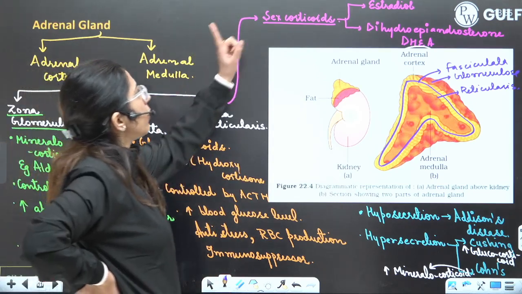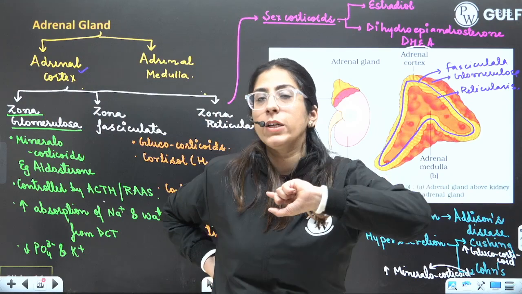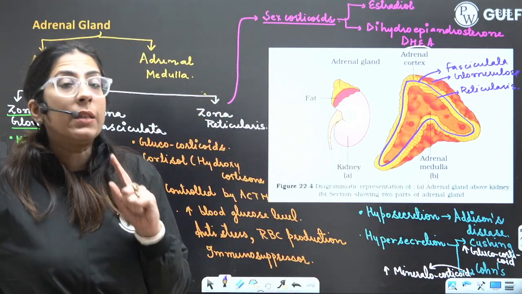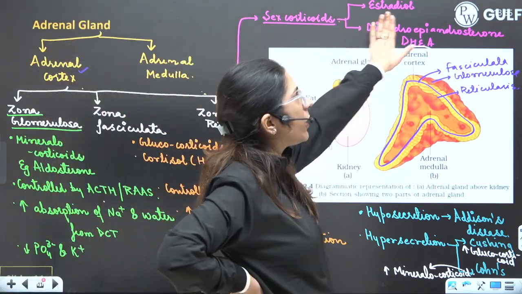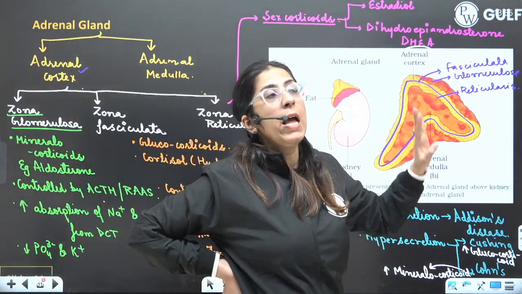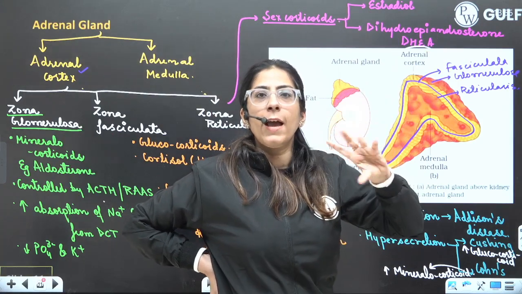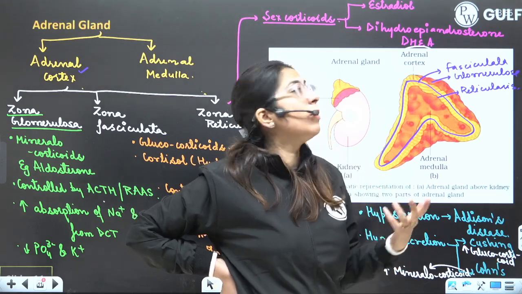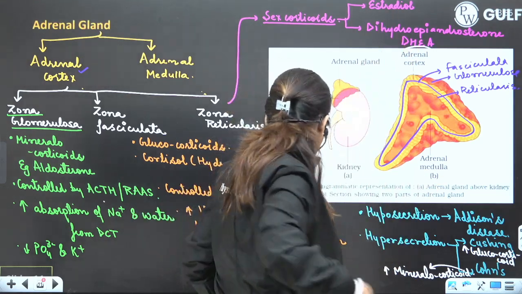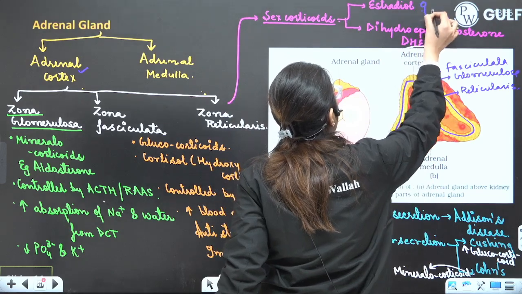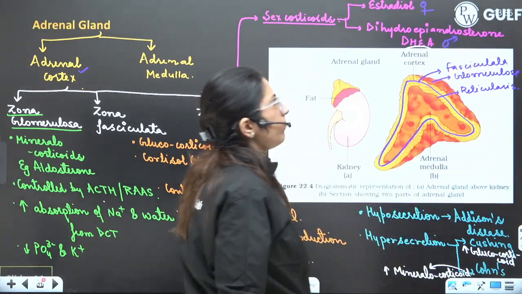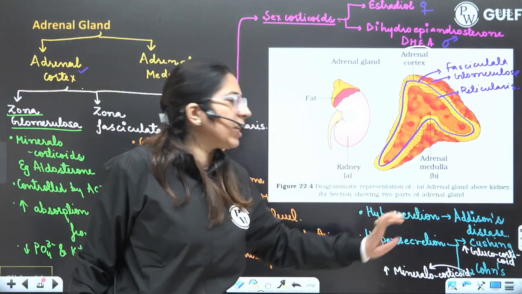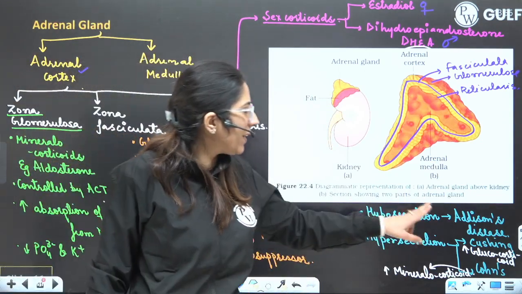Next is zona reticularis. It produces the sex corticoids, which are estradiol and dehydroepiandrosterone. These two hormones are steroid hormones only, and they help in the growth of the body hair, the pubic hair. So this is produced in the case of female, and this is produced in the case of male. Dehydroepiandrosterone.